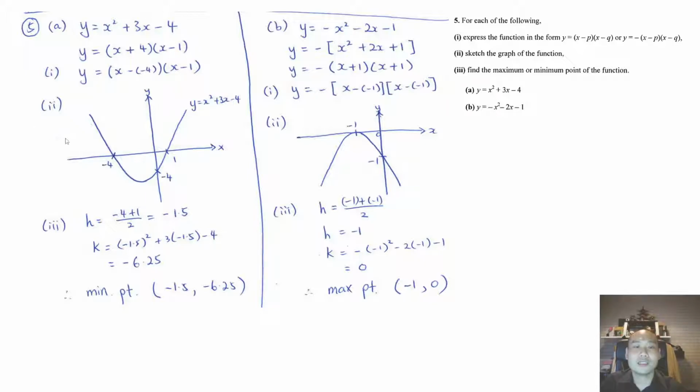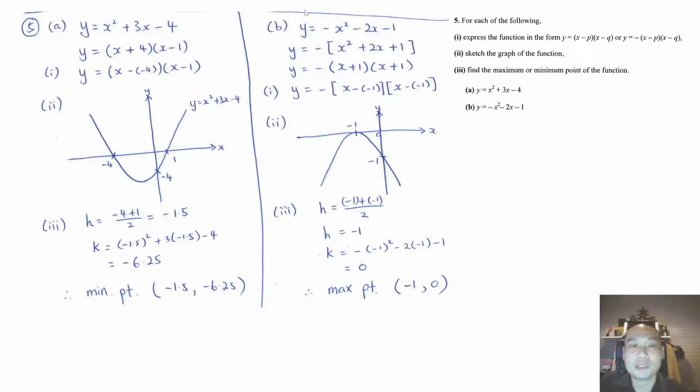So after we sketch this, we are supposed to find the minimum point. To find the minimum point, we need to find the h and k. Well, if we know the x-intercepts, then the way to find h will be the average of the x-intercepts, in this case -1.5. After that, we substitute the value of h into our original function. We find the value of k. Our minimum point will be (h, k), so (-1.5, -6.25).